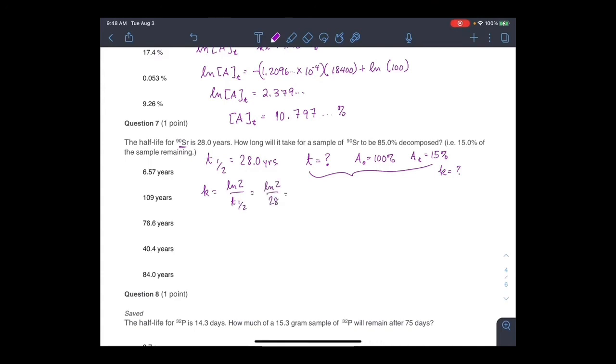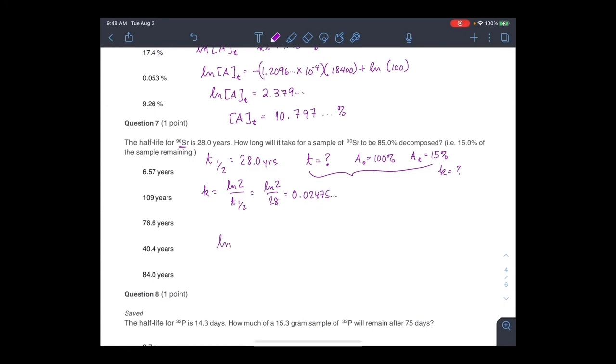And I don't want to round that. Do not round in the middle. On a plug your answer in, you might get the wrong answer. Might only get partial credit. On a multiple choice, you can be a little sloppy. So there's my K value.